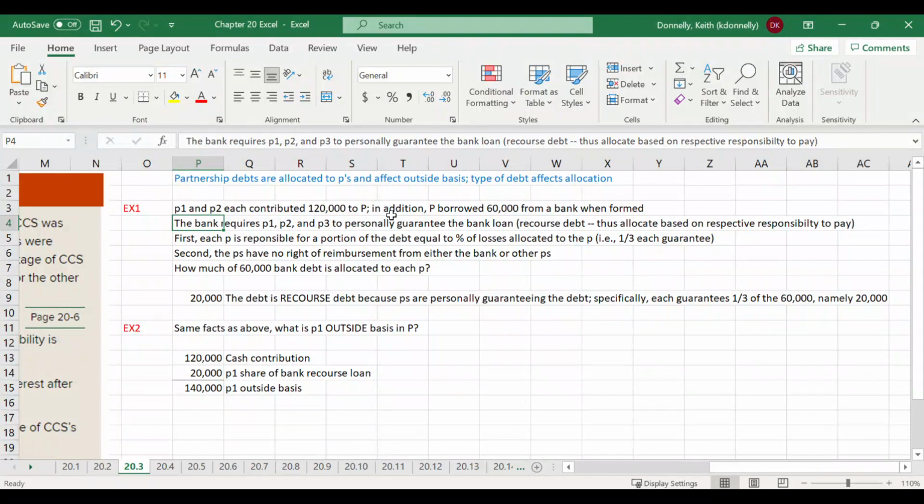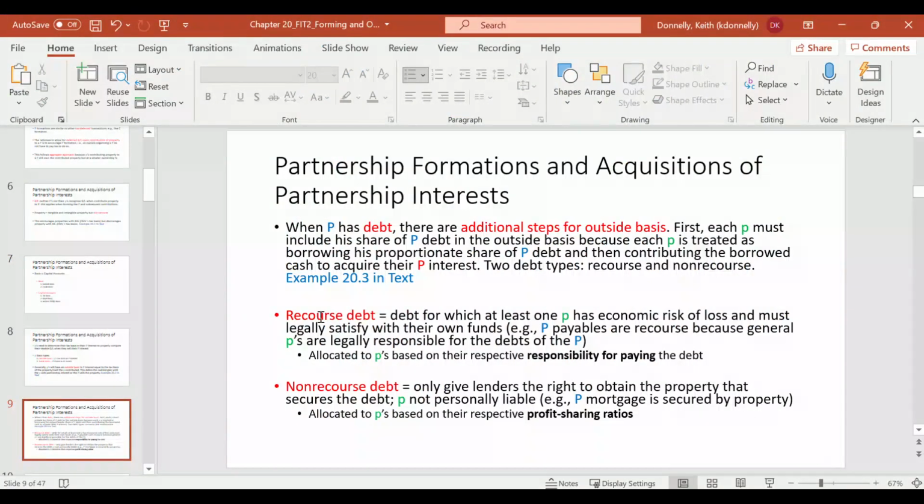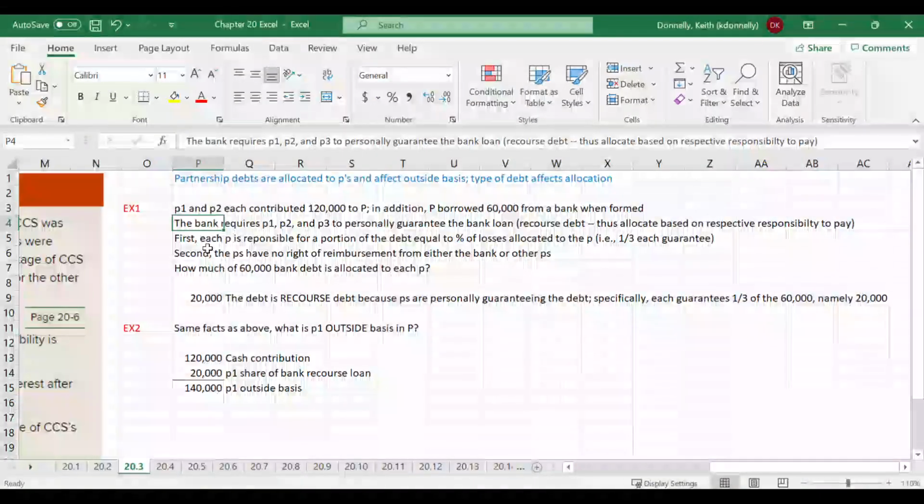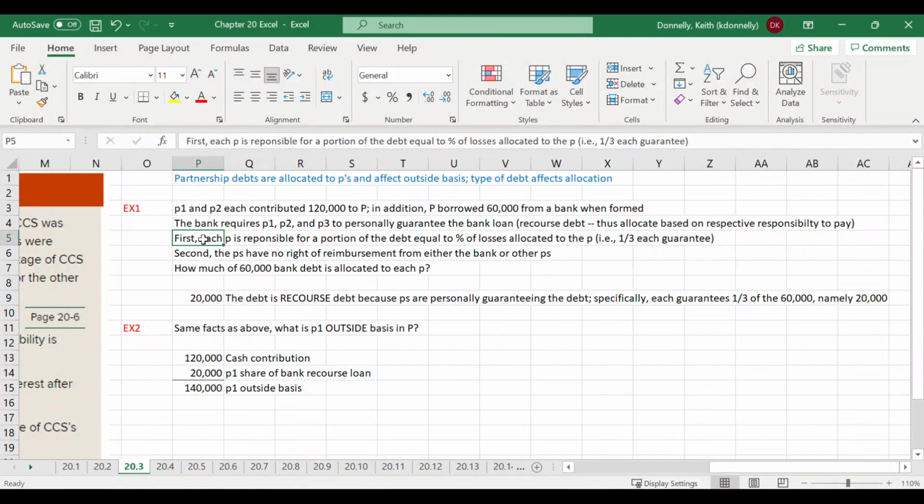In a partnership, there's recourse and there's non-recourse. Here we have three partners. Two of them contributed cash. The partnership itself then borrowed money. The three partners basically personally guarantee this loan. They say, hey, we're partners in this partnership. The partnership borrowed 60 grand. We agree to be on the hook for this. So we know there, recourse debt, we're going to allocate it by responsibility for paying. So in this case, we're all equally responsible.